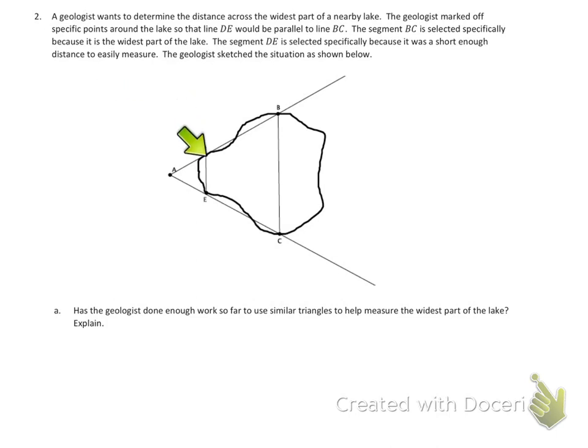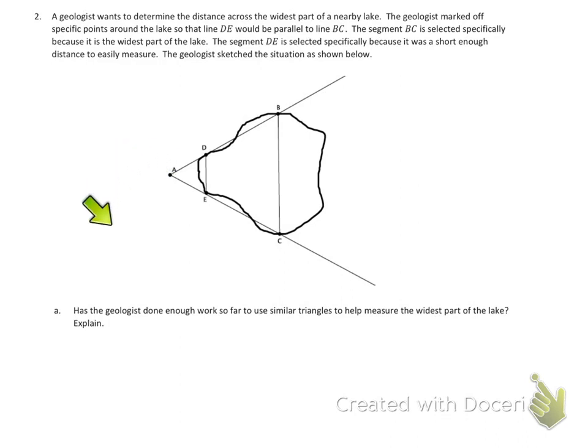Okay, so the geologist has marked point A here, and point A becomes the center of dilation for our segments DE and BC. So these lines got connected, and then we determined that this was the center of dilation. Because DE and BC are parallel, we will have congruent angles here, and then another pair over here. So we have similar triangles. This large triangle is similar to the small one by the angle-angle criterion.